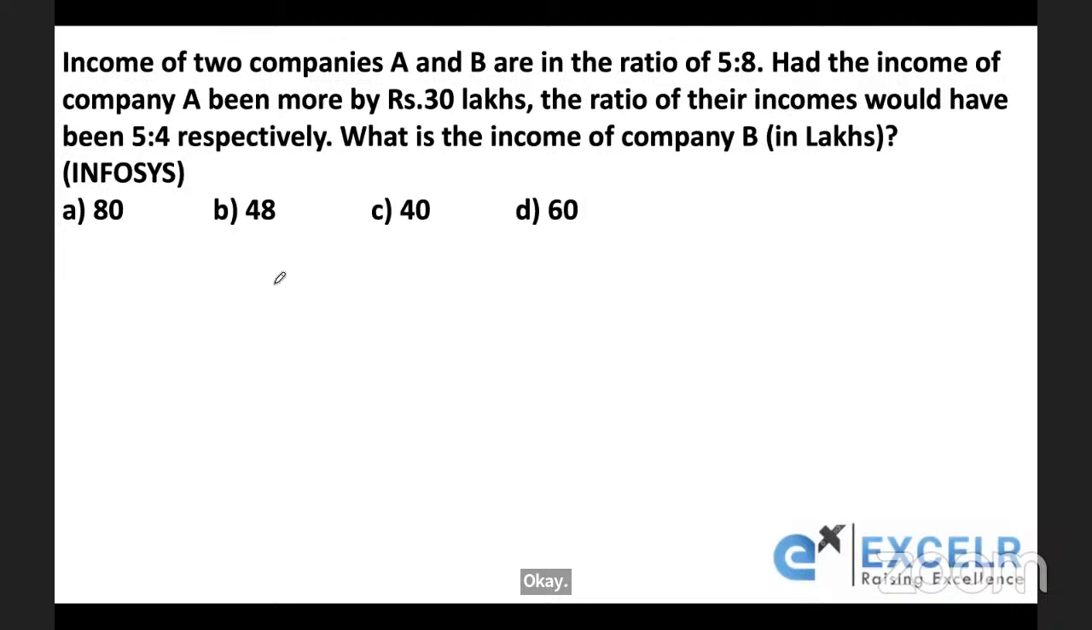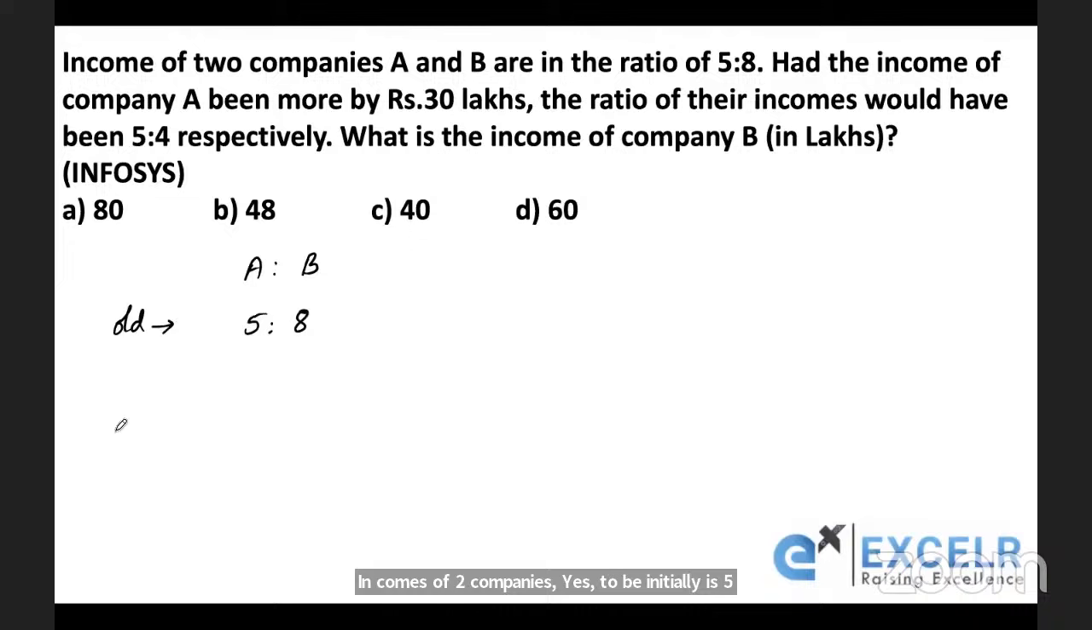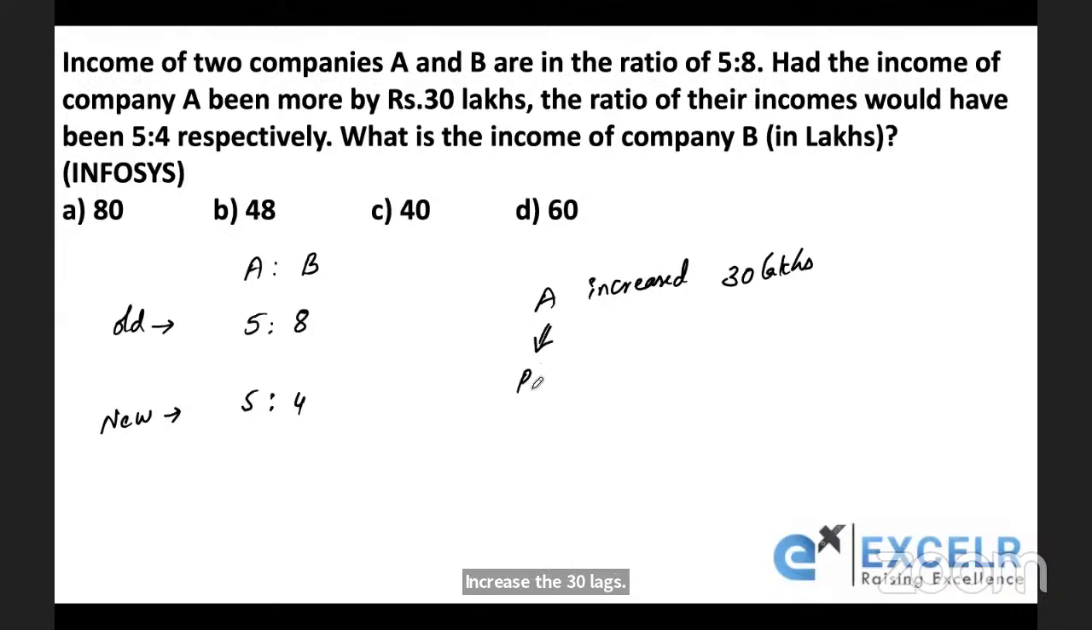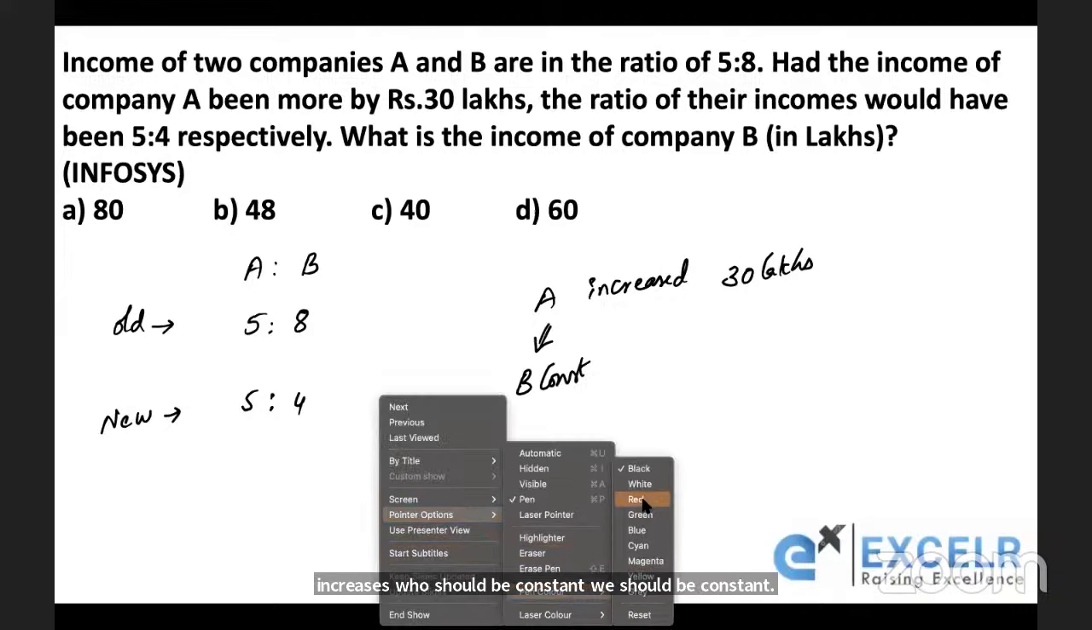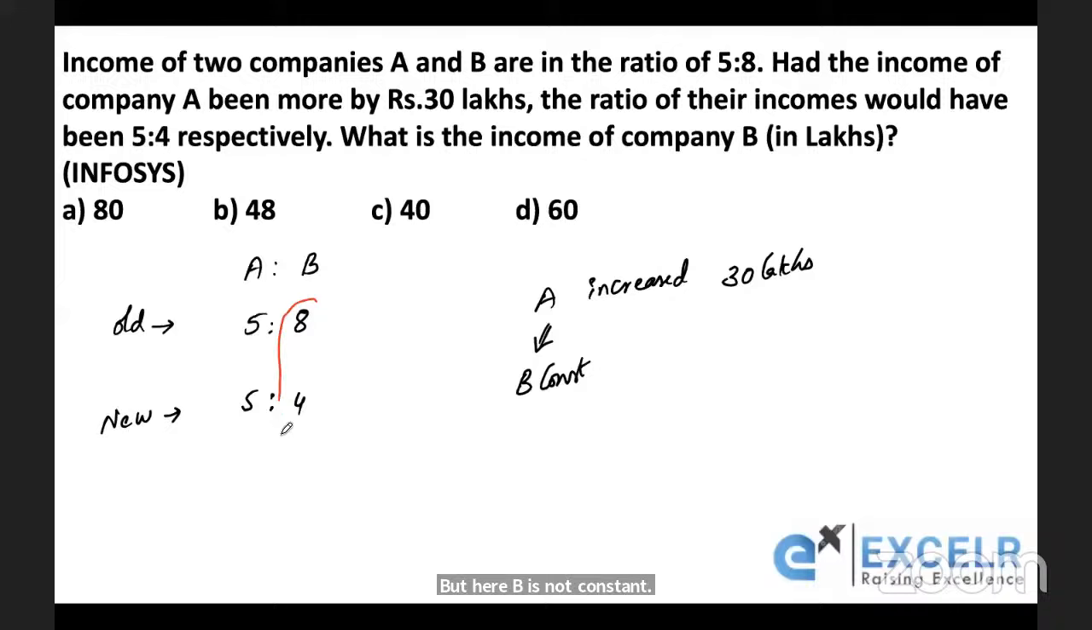Incomes of two companies, A and B. A is to B initially is 5:8. Old one. And then the new ratio is 5:4. When is the new ratio coming? After A increased 30 lakhs. If A increases, B should be constant. But here B is not constant. So take LCM. LCM of 8, 4 is how much?